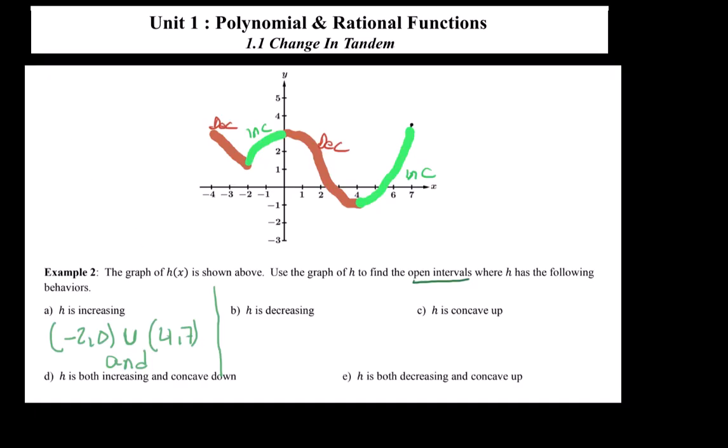Now we're dealing with decreasing. Where are we decreasing? From -4 to -2, then a union. Then we're decreasing from 0 to 4.